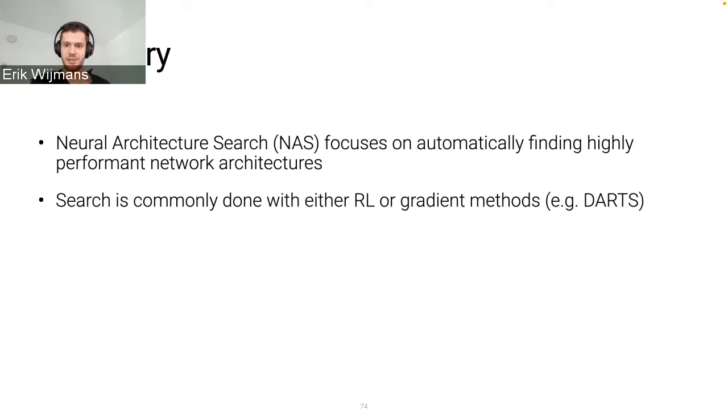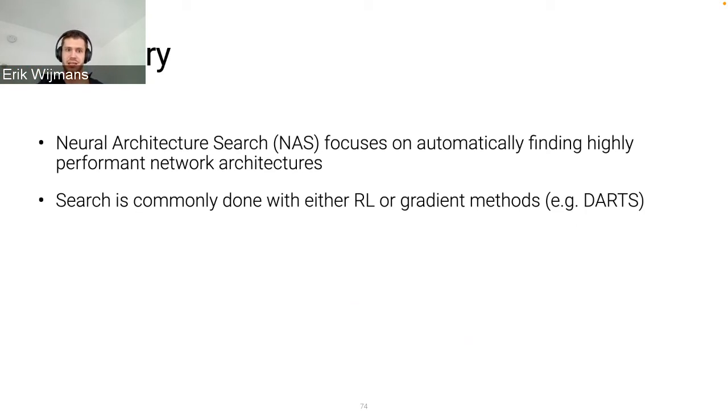Yeah, so there's a question in the chat about the DARTS paper. So the DARTS paper trained effectively.